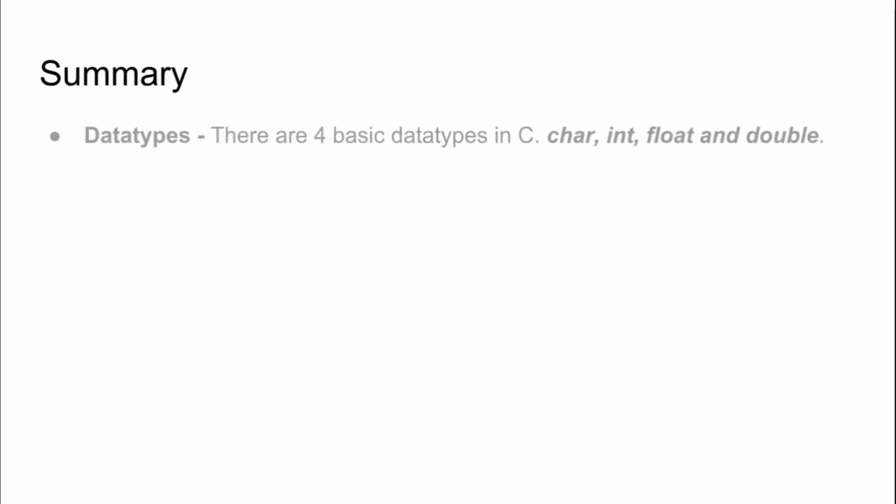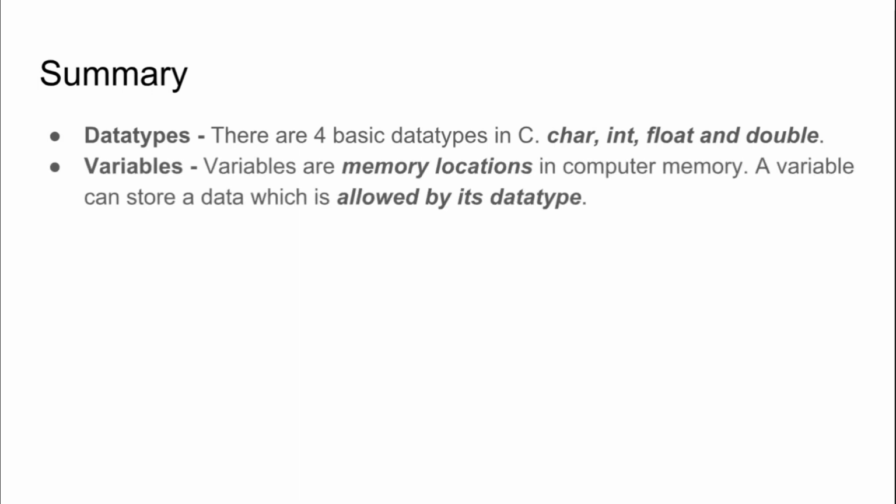So now let us summarize everything we have learned in this video. So a data type, as the name suggests, is a type of data which can be stored in the computer. The four basic data types in C are char, int, float, and double. A variable is a memory location in the computer's memory which allows storing data in it. In C, all variables must be declared before they are used.